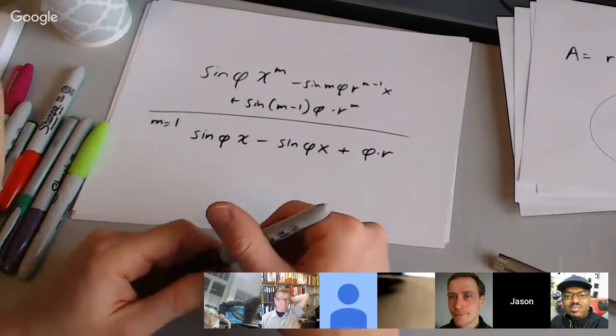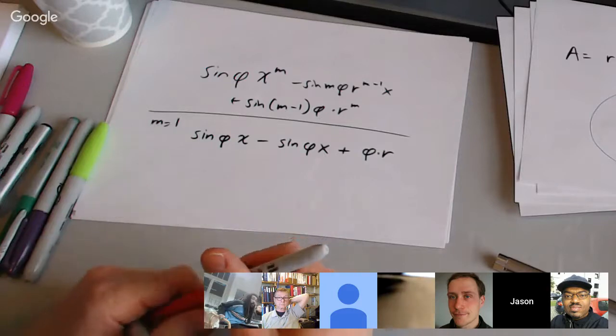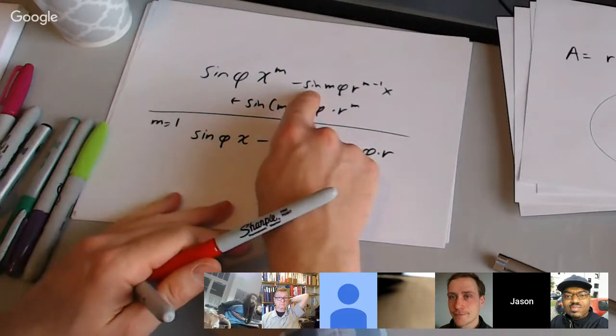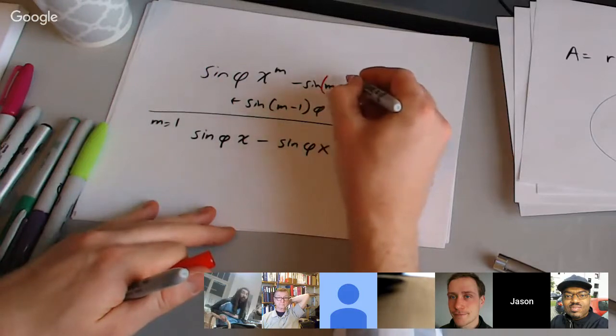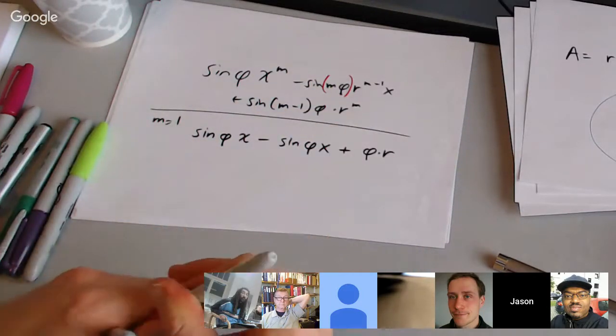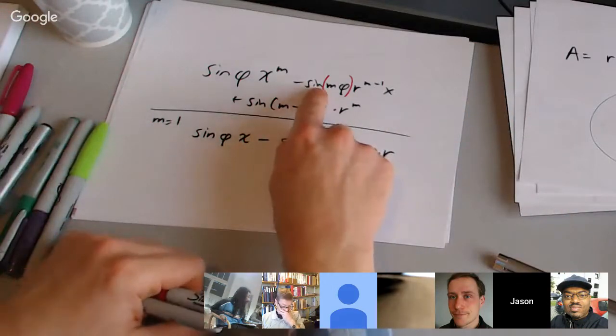Let me just interject for a moment. This isn't sine times m times phi. Sine is a function. It needs to be given something to do its work. Oh, I see. Sine always needs to know an angle. Sine by itself isn't a number.